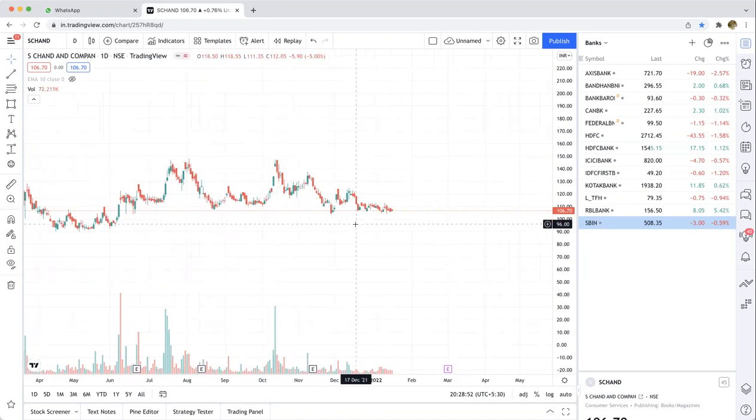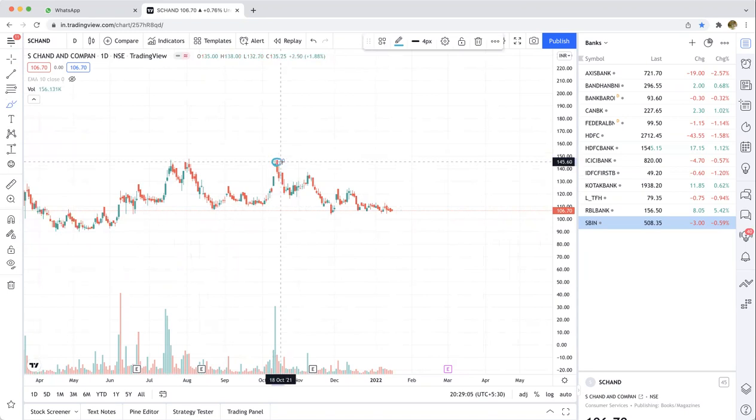If you look at the last couple of months, the supply came from this point, right? So I'll just mark this point, saying that supply came from here, right? Then supply came from this point. Then supply came from this point, right? So clearly you're seeing that there is a trend which is going downwards in the last few months.